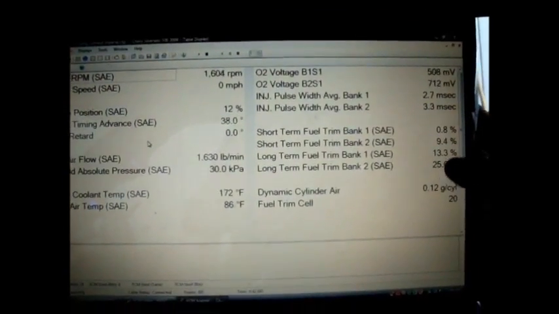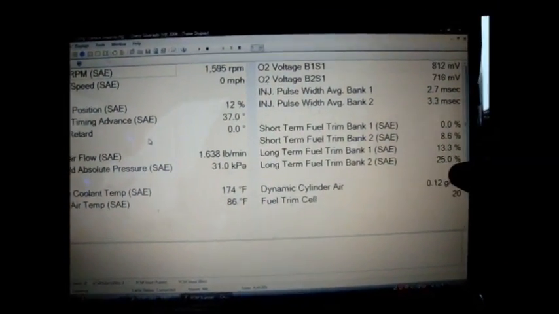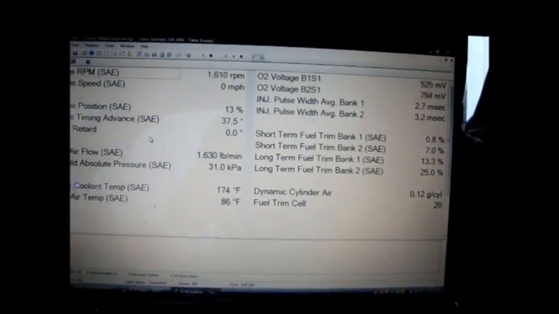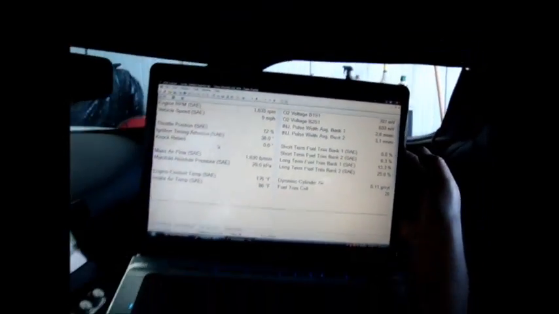A reduction of 25% on top of 10% short term. So that's almost a 30% addition of fuel. That's our problem running rich on one bank. That's it right there. Great.